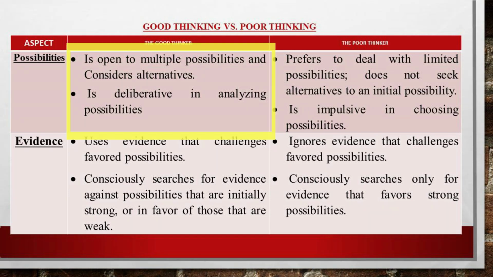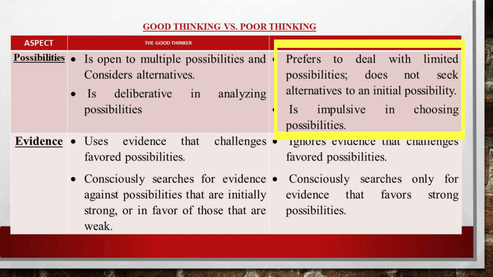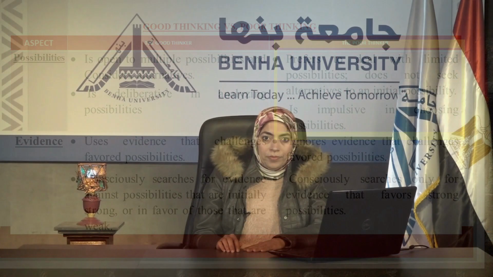In opposite of that, we find the poor thinker. A poor thinker prefers to deal with limited possibilities and doesn't seek alternatives. We also find that a poor thinker is impulsive in choosing possibilities. All of them have possibilities.